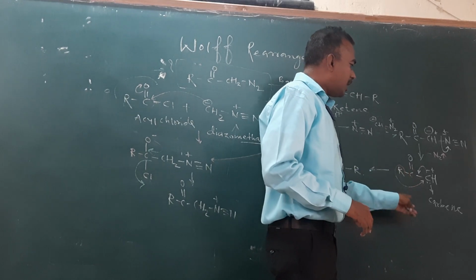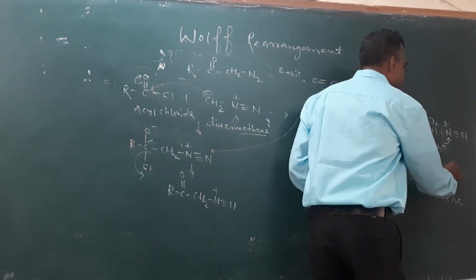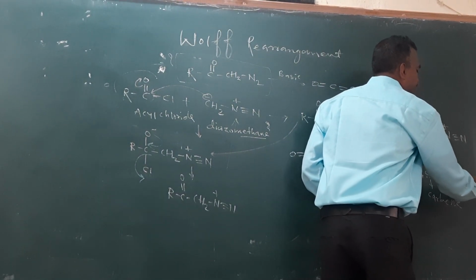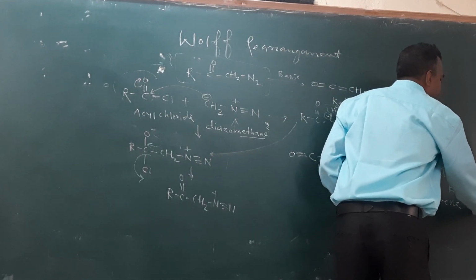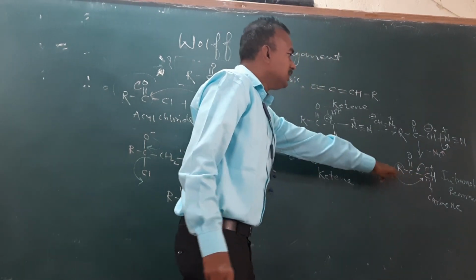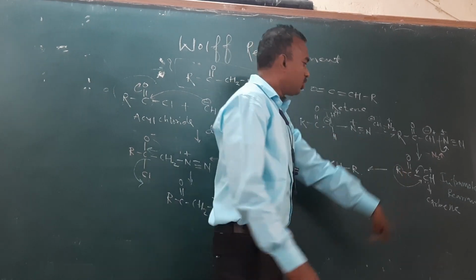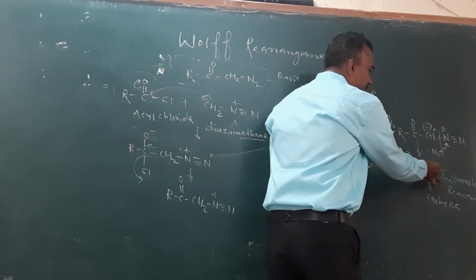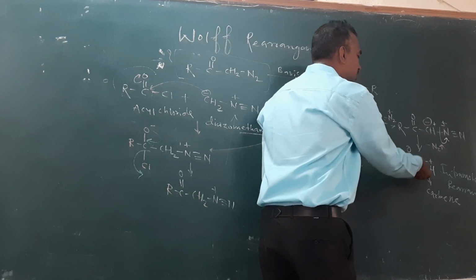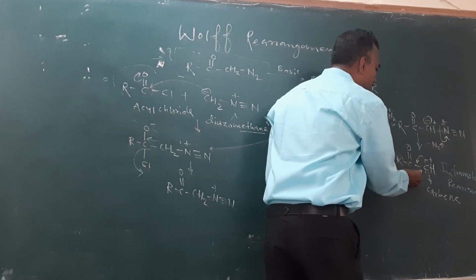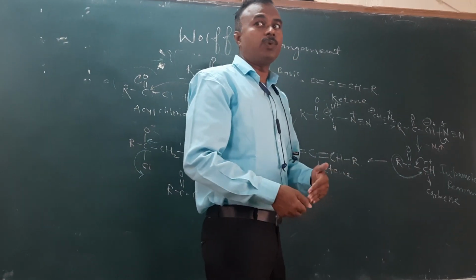Then after intramolecular rearrangement, this electron diffusion. So electron diffusion means what? See, this negative atom will attack on the carbonyl carbon. Simultaneously, this alkyl group attacks on the carbene. So this is a one-step process.